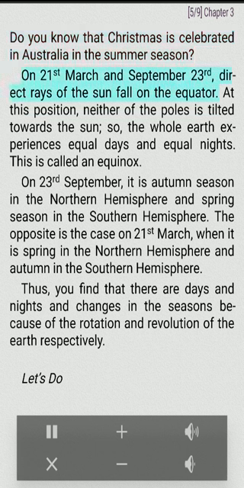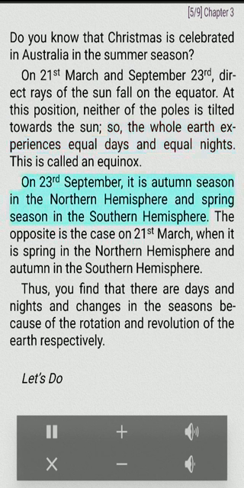On the 21st of March and September 23rd, direct rays of the Sun fall on the equator. At this position, neither of the poles is tilted towards the Sun. So, the whole Earth experiences equal days and nights. This is called an equinox.